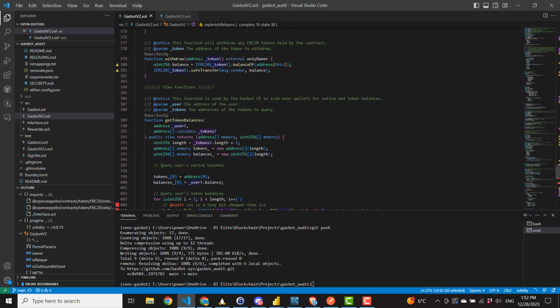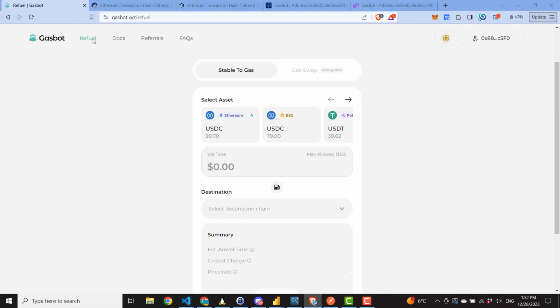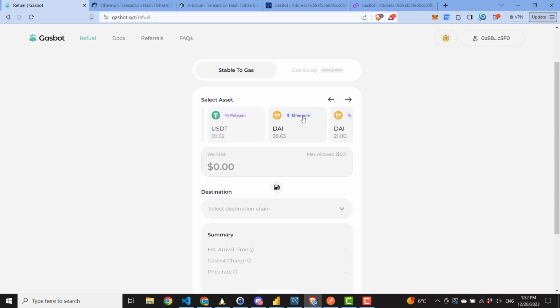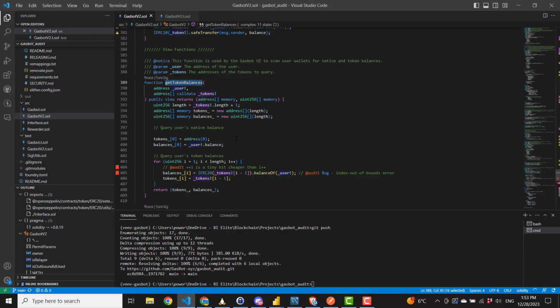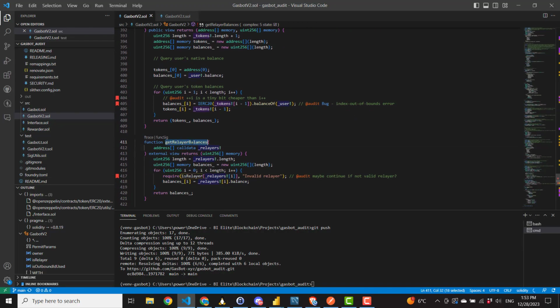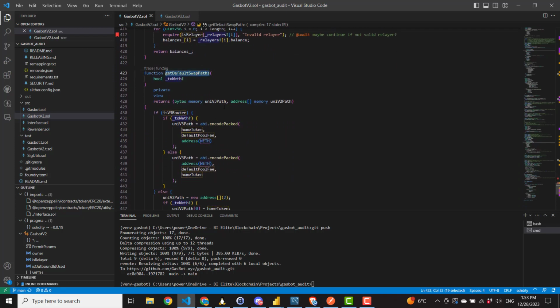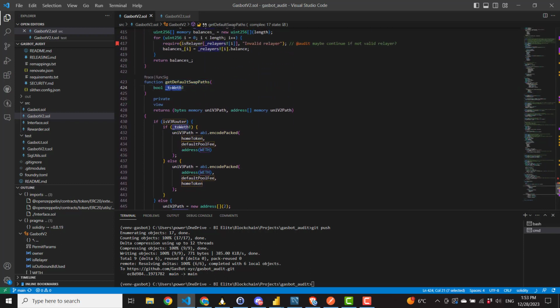And then finally, there's just a few view functions, get token balances used by the front end. So for example, if we go back to the front end, as you can see, we're scanning user wallets for all of their supported tokens. So it's just a single view call per chain, just to give us the balances of their tokens in native. And then get relayer balances, just getting the native balances of our relayers. And then get swap paths. So that's what I explained earlier, just getting the default swap paths, either from home token to WETH or from WETH to home token. So that's what the bool is signifying there.